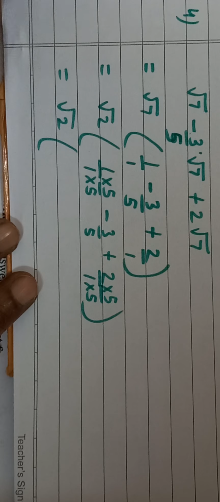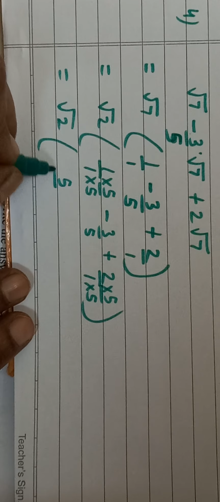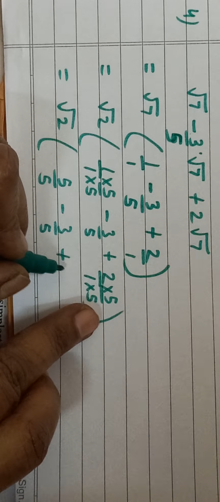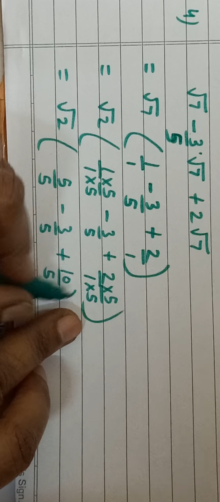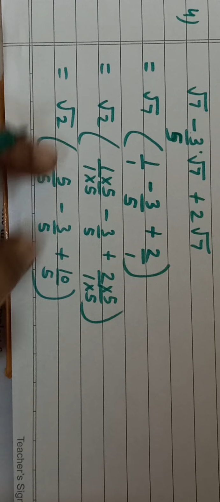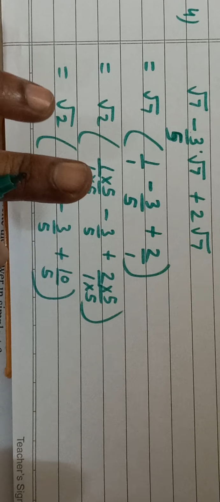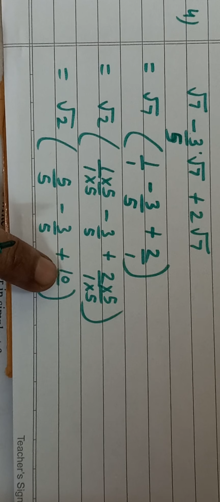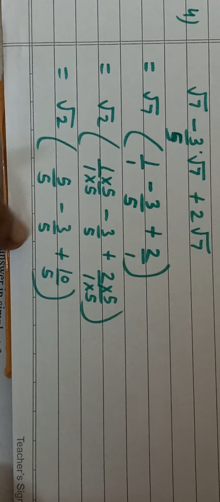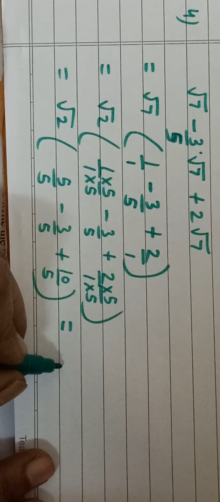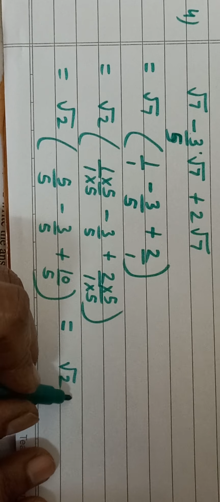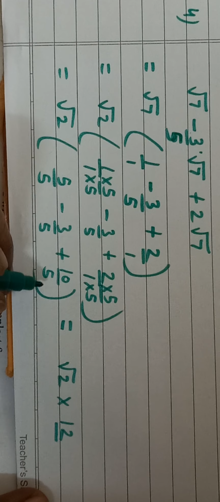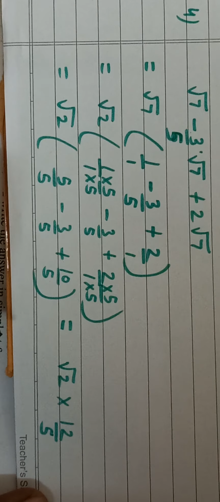Root 2. Now this will be 5 upon 5 minus 3 upon 5, 5 2s are 10, 10 upon 5. Now denominators are same, no? So directly we can add or subtract the numerators. 5 minus 3 is 2. Correct? And 2 plus 10 is 12. So what answer you will get is equal to root 2 into 12 upon 5, the denominator is same. So you can write 12 by 5.